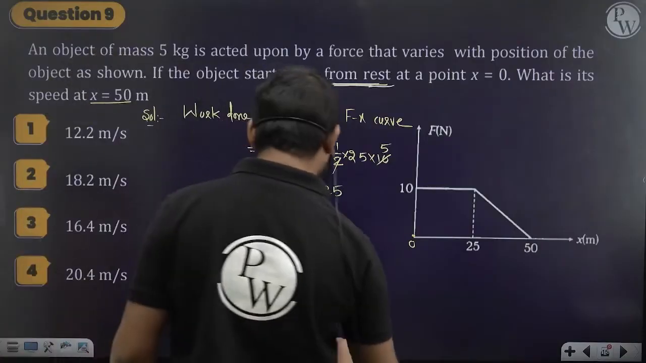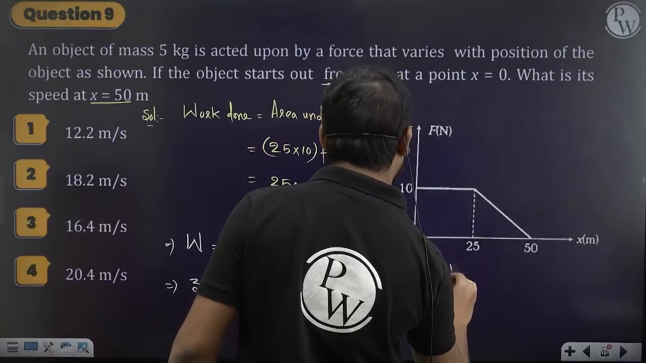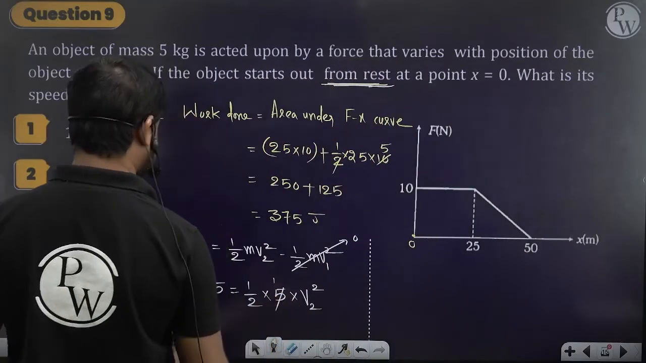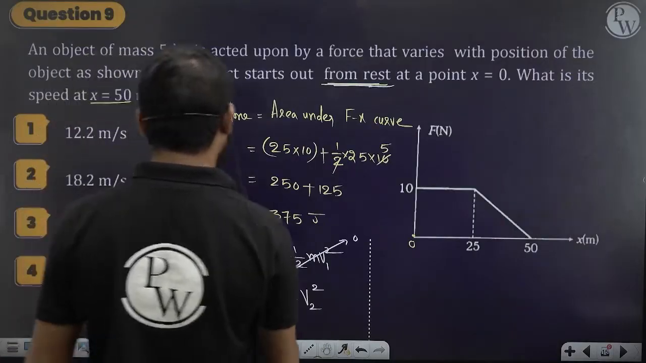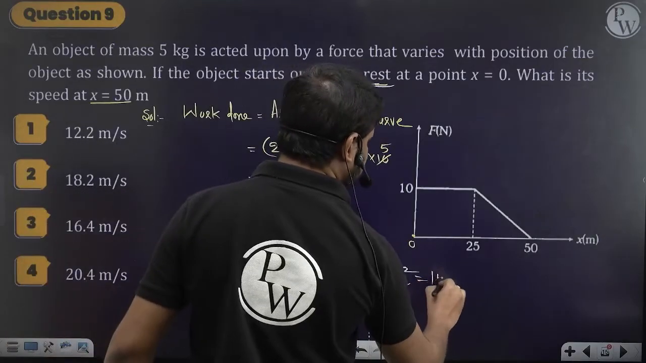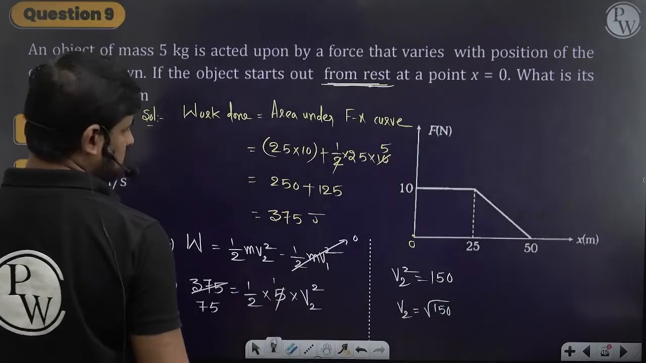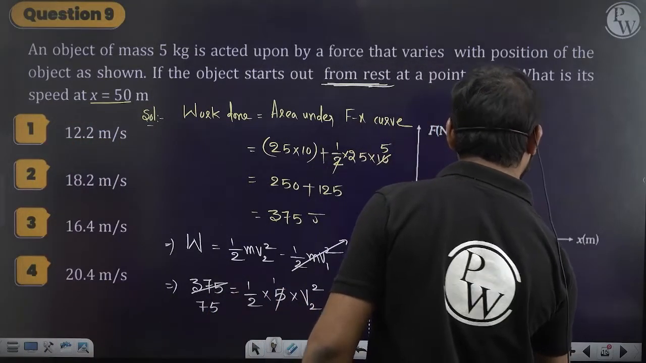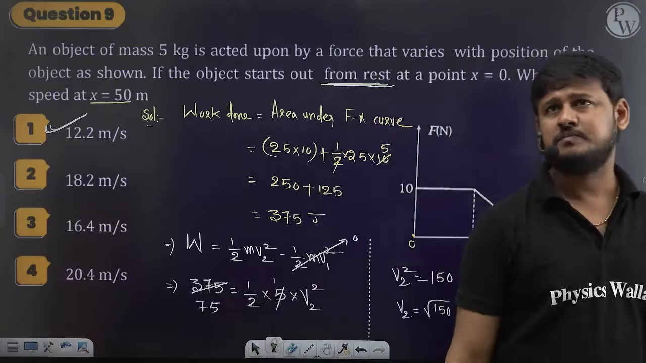So then simply, let me do this part here. We can write 375 is equal to half into 5 into v2 squared. So v2 squared is equal to 75 into 2, which is 150. So from here, v2 is root 150. Are the options in decimals? Yes. So root 150 means the closest option I can put is 12.2 meters per second, because 12 squared is 144. So root 150 means 12.2 meters per second.